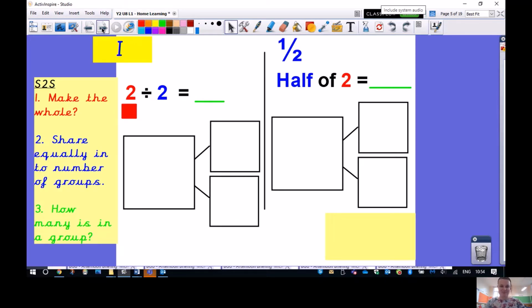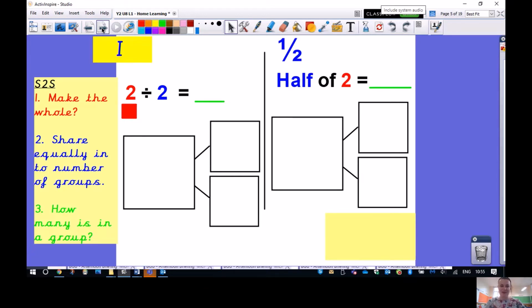My turn. I'm going to show you the 3 steps to success that you will need for today's learning. Step 1, make the whole. Step 2, share equally into the number of groups. And step 3, counting and checking how many is in each group.